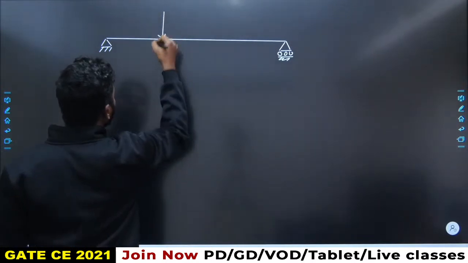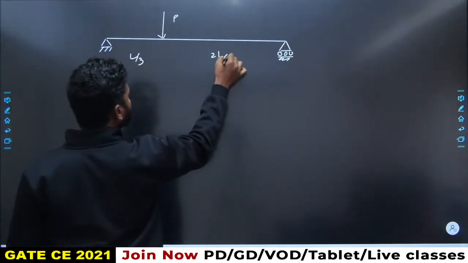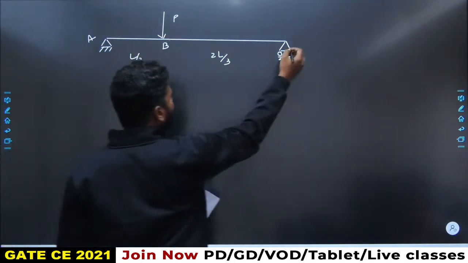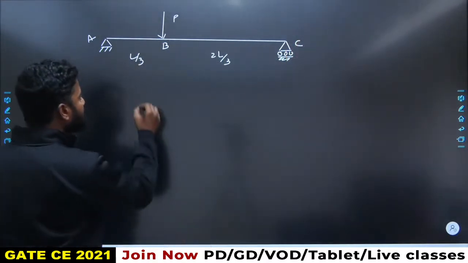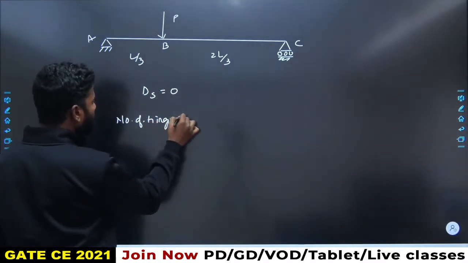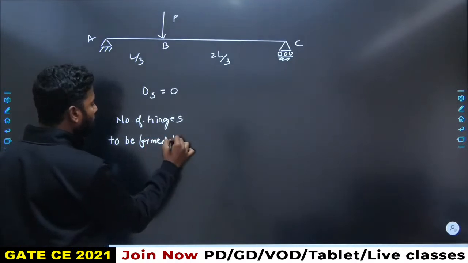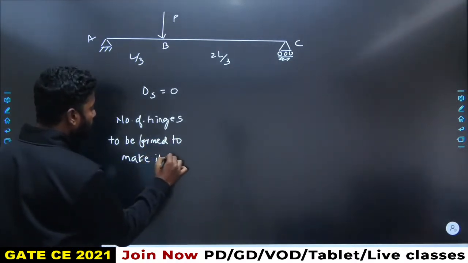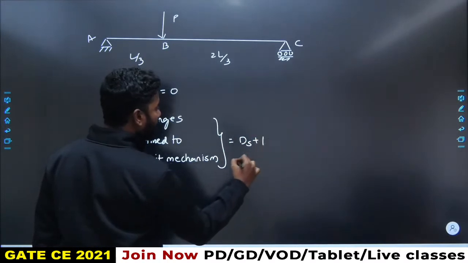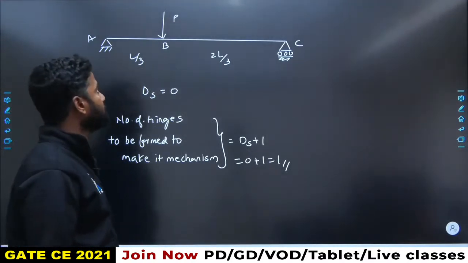There is load P here, and this one is L upon 3 and this one is 2L upon 3. Distances L upon 3 and 2L upon 3, A, B, C, right. What is ds? Static indeterminacy for this one is 0. Number of hinges to be formed to make it a mechanism equals ds plus 1, that is 0 plus 1, that is equals to 1. So number of hinges required to be formed to make it a mechanism is 1.